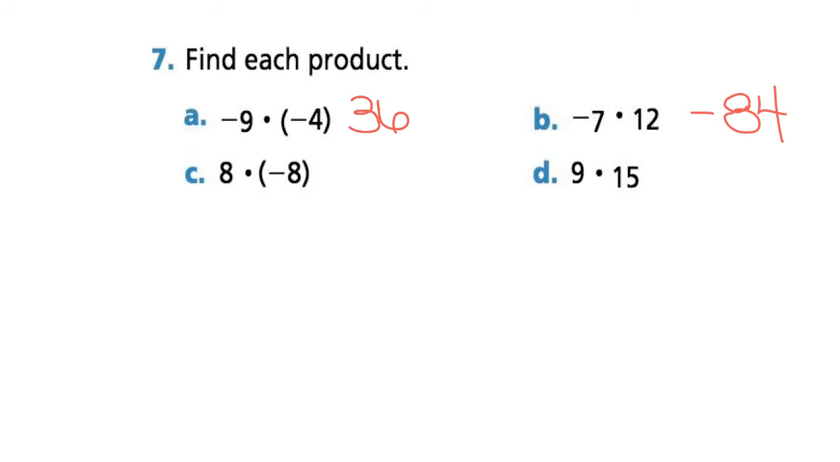C, 8 times negative 8. Different signs, negative answer. 8 times 8 is 64. And letter D, 9 times 15. They are both positive, so we will have a positive answer. 9 times 15 is 135.